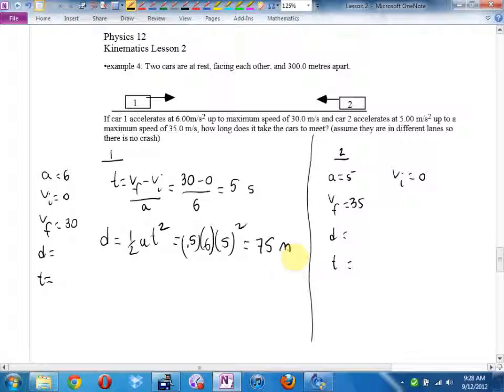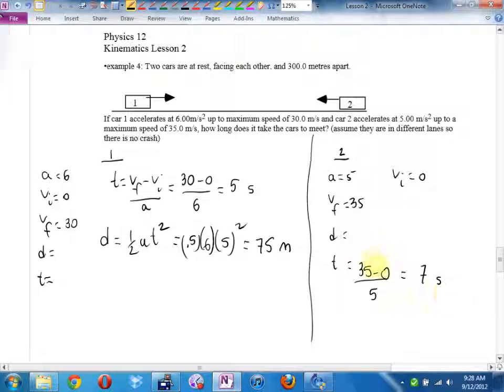It would be wonderful if T equals 5 for the second one. That would really simplify things a lot. And you'll see why in a second. T equals, well, I wrote the equation over on this side, so I'm going to go straight to plugging in numbers. 35 minus 0 all over 5. Dope! Rats.